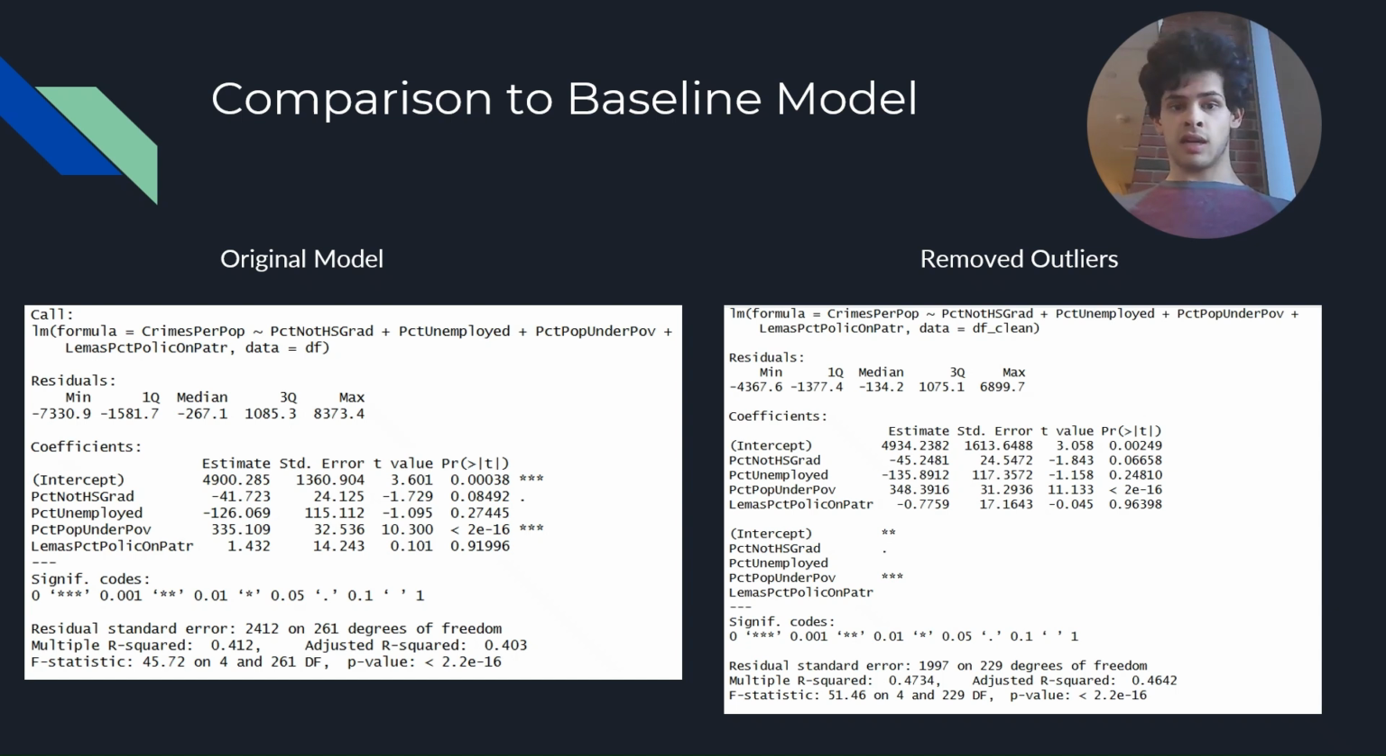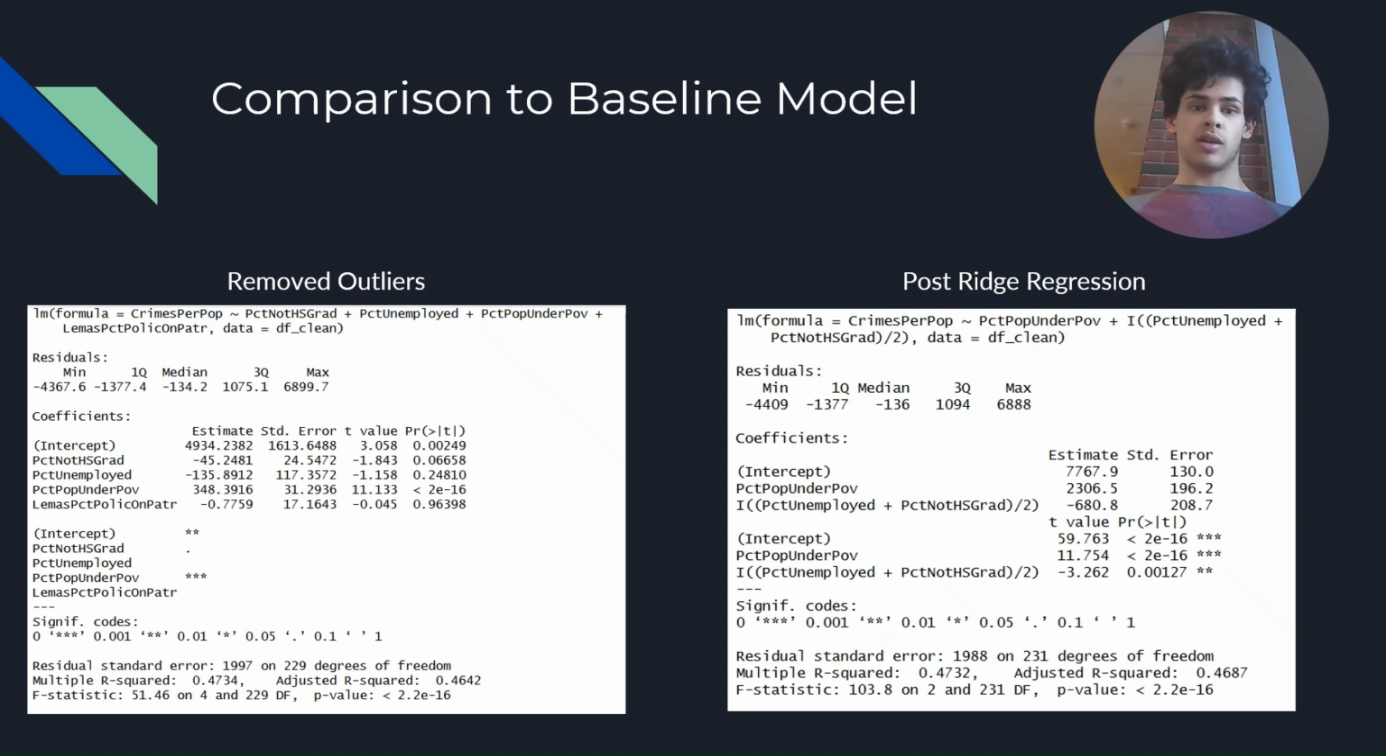The residual standard error does greatly decrease when removing the outliers, and the R-squared increases, implying that more of the error is predicted by the model, as it increases from 0.412 to 0.4734. Moving on to the comparison between the model post-ridge regression and the removed outliers, the R-squared value and the standard error remain fairly consistent to the removed outlier case. The intercept error is actually vastly lessened in this case. It goes from 1613 all the way down to 130.